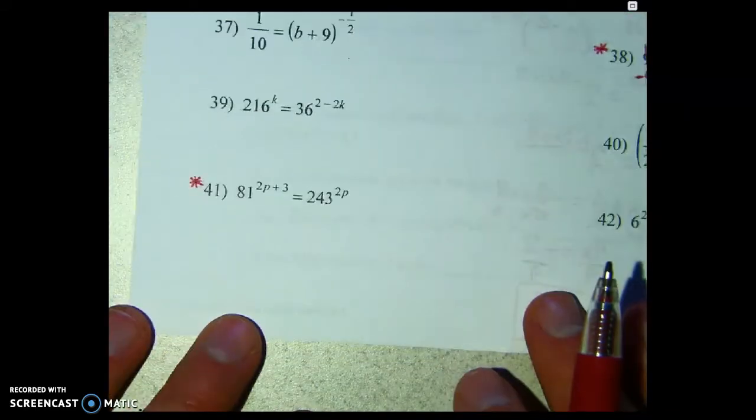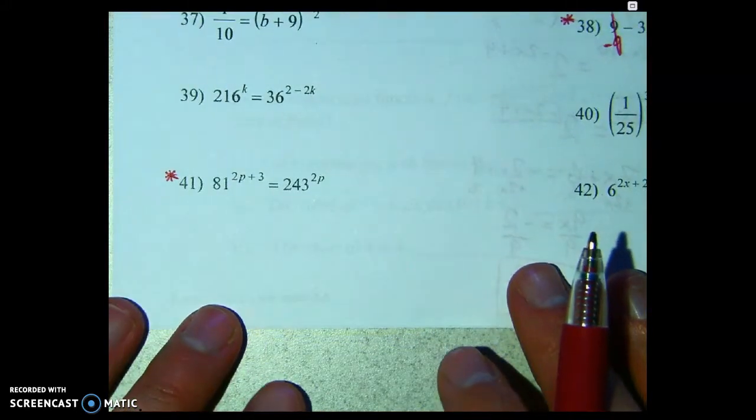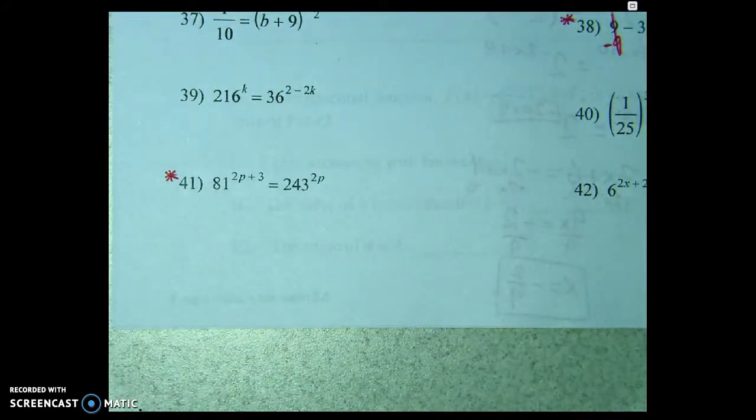But let's finish this thing up with number 41. Number 41 is going to be much shorter, because really all we need to do is figure out what the base needs to be. This is an exponential equation where we need to rewrite both sides of the equation as the same base. Well, the first thing that I realize is that I can take 9 and raise it to the power of 2 to get 81, right? But it turns out that 243 is not a power of 9. So is there a different number that we can use to rewrite both 81 and 243?